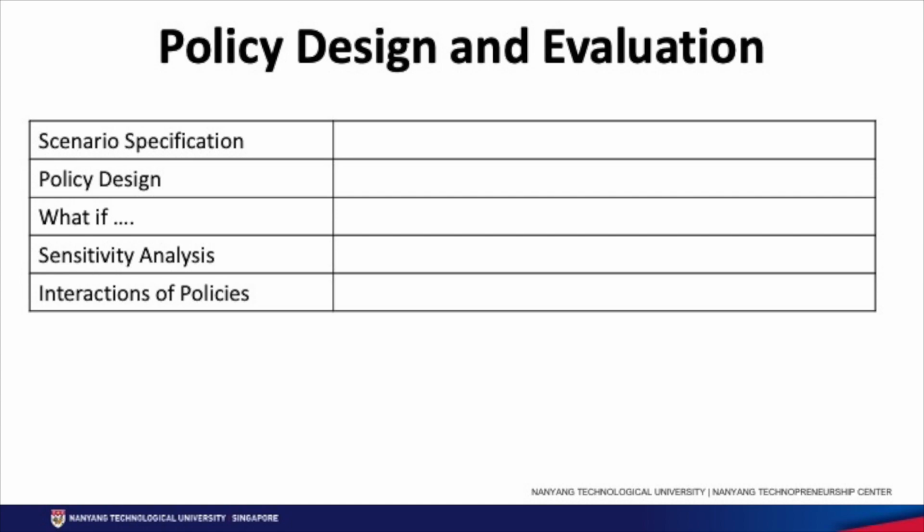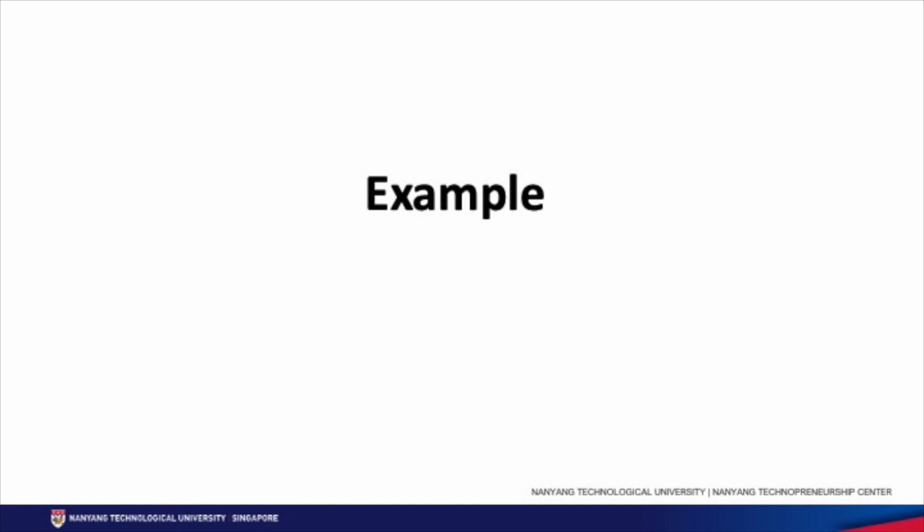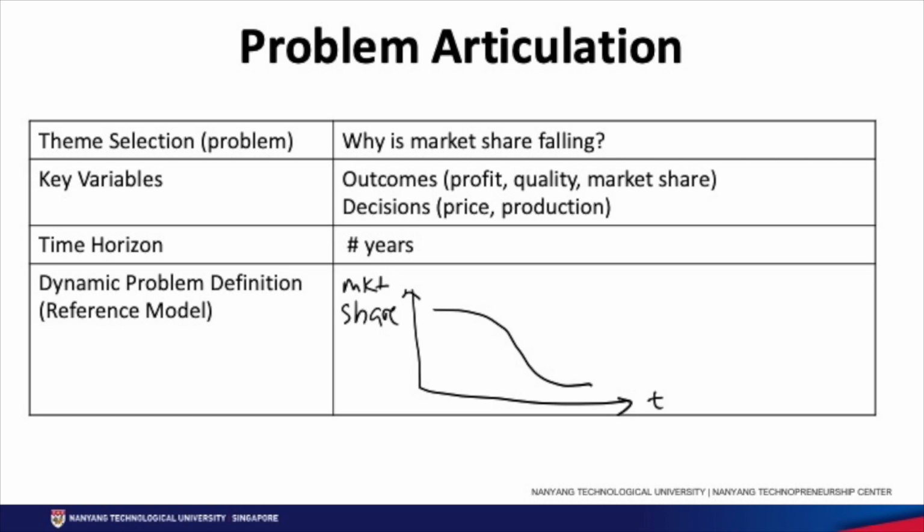And then after that, policy design. What if, sensitivity analysis. This depends on whether you are rolling out under what situation. Okay? Yeah. So for example, what's the problem? Where is my market share falling? Okay? Then key variables, what are the outcomes? Market share falling, profit, market share drops, quality drops, or whatever. Decisions, what's the decision on price and production? Time horizon, number of years, and then the dynamic problem definition. Okay, you start drawing the curve.